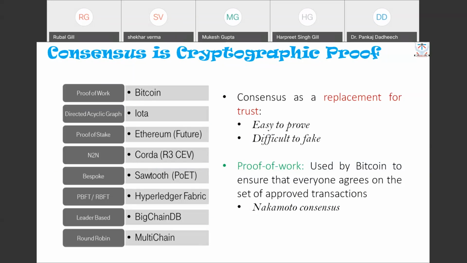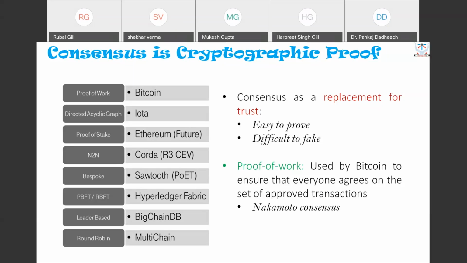What is consensus here? What is the consensus mechanism here? What is it doing? It is replacing trust. You don't agree, we are forced to agree. That means it's easy to prove that what I'm saying is correct, but it's difficult to fake. If I say something incorrect, everybody will know that what I'm saying is incorrect.